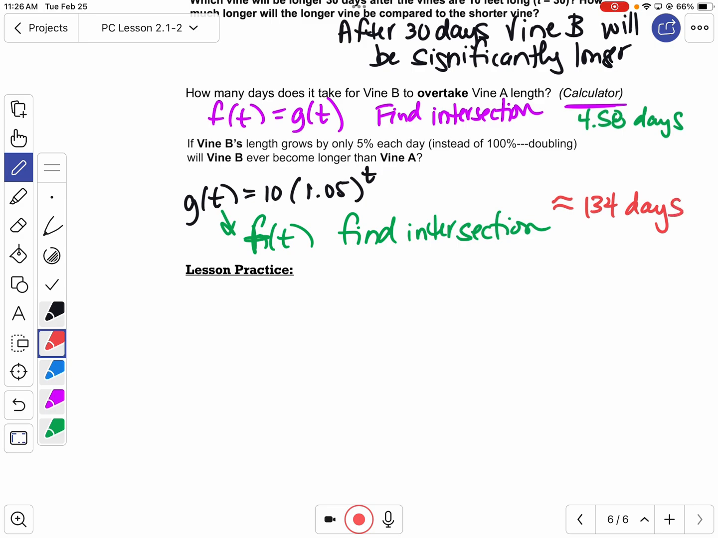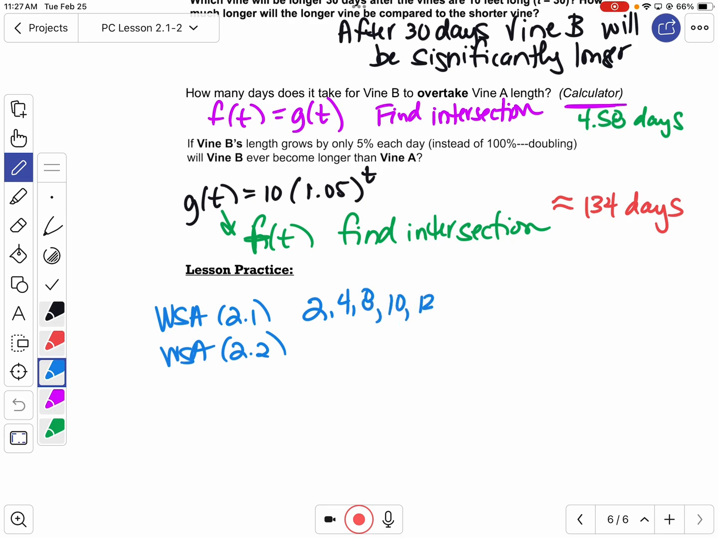If you're not sure you remember how to do those intersections on your calculator, tonight, play with that. Your lesson practice, there's 2 of them, because we did 2 sections, 2.1 and 2.2. Here are the ones to look at: 2, 4, 8, 10, 12, 14, 15, 17 on the first, and then 1, 3, 4, 5, 6 on the second.